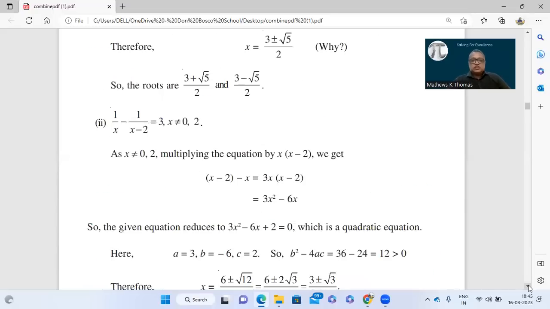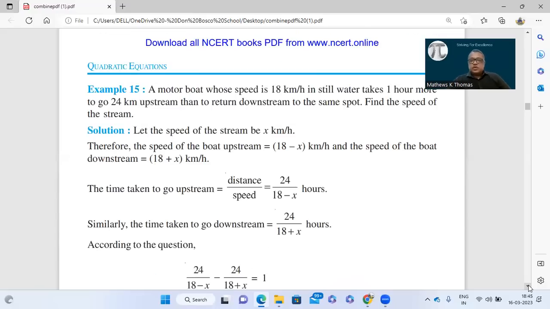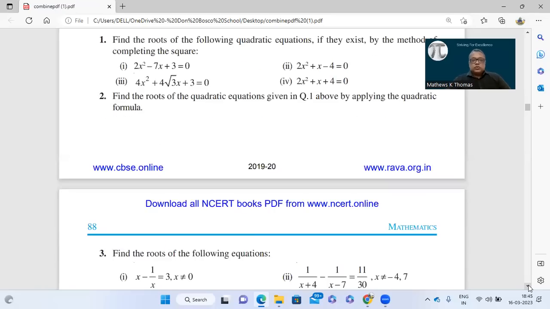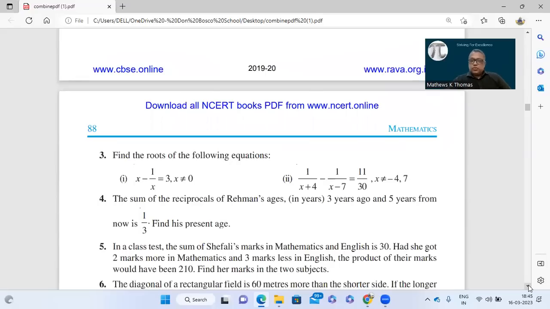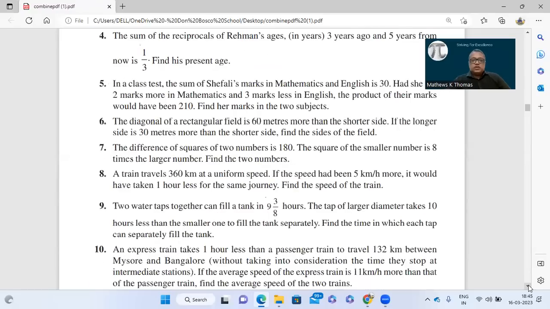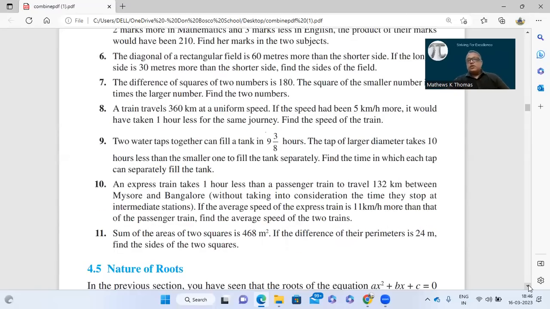Now, when we go to the next exercise here, example 15, if you see, this is based on upstream, downstream. This is there in the course. Only linear equation, upstream, downstream is cancelled. So please do go through example number 15 here. Question number 3, part 1 and 2, very important. Please mark this, important.